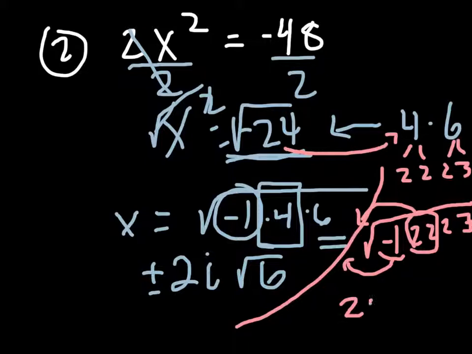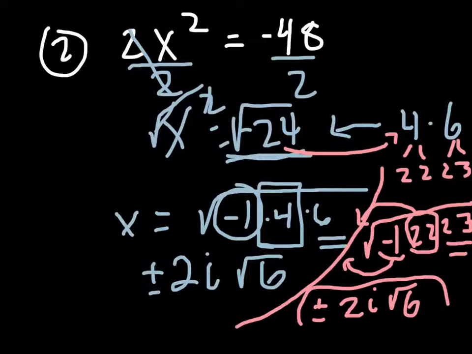The -1 comes out and makes an i. And the 2 and 3 are left over, and 2 times 3 is 6. You get the answer either way, whatever you feel comfortable with. If you're good with perfect squares and knowing that you're looking for 4s, you're looking for 9s, like 81s, 36s, if you're good at that, then you can certainly pick that method.